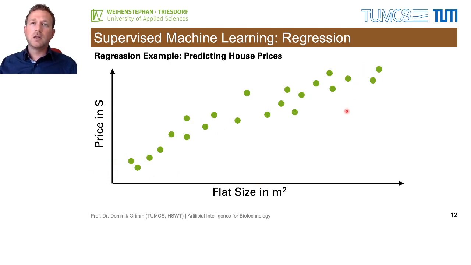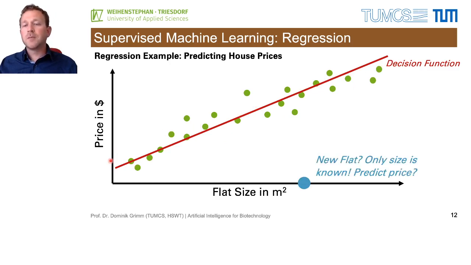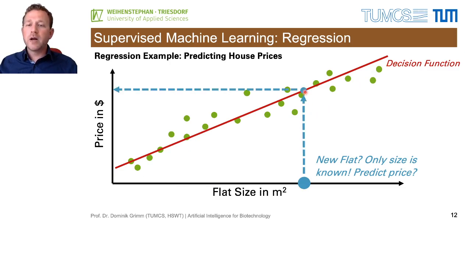So what we try to do in a regression, we like to learn a so-called decision function that describes our data as well as possible. And then we would like to know, for a new flat for which we only know the size, what's the price for this new flat. Then we can look at this decision function which we have learned and see where the point lies on it to predict the continuous label, in this case the price of the house. So this is called regression.